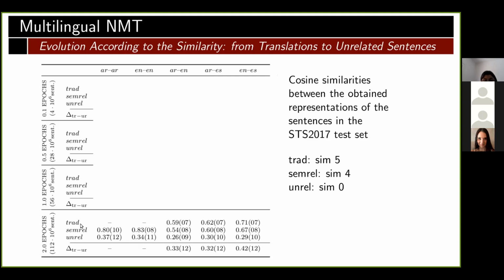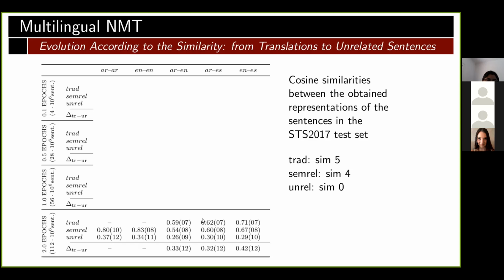So for the translations in the corpus, we see that the average similarity is 0.6 with an uncertainty of 0.7. And for unrelated sentences, non-translations, the average similarity is 0.3. So the difference between translations and non-translations is big enough that the system can distinguish them. And this is the same for Arabic-English, Arabic-Spanish, and English-Spanish. So at the end of the training, we are always able to differentiate translation from non-translation.